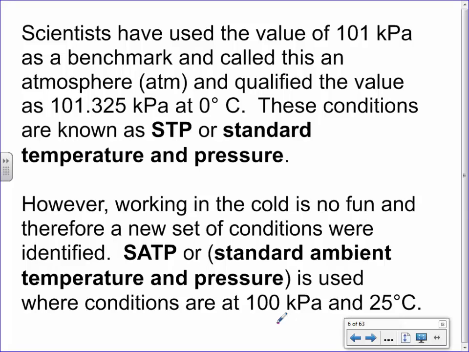So scientists realized that pressure was about 101 kilopascals, give or take, but they were a little bit more precise. This is a great explanation of precision. Okay, 101 gives you 3 sig digs. It's not bad, don't get me wrong, but scientists wanted to be a little bit more exact than that.